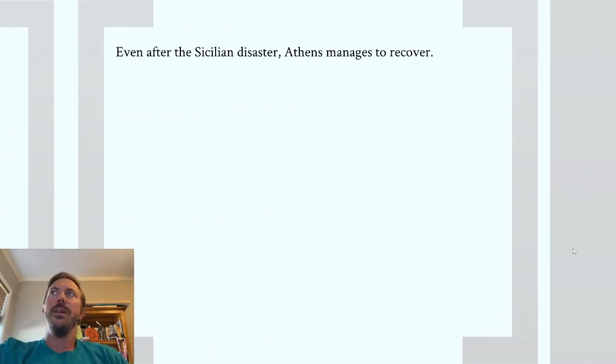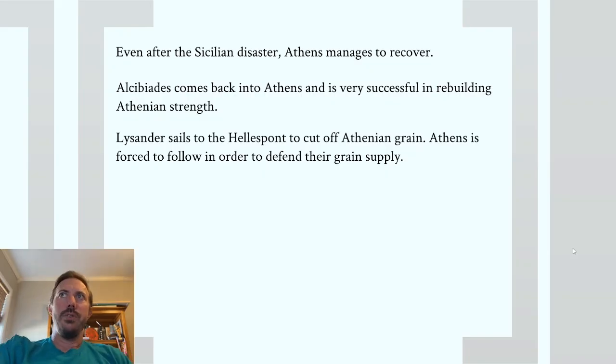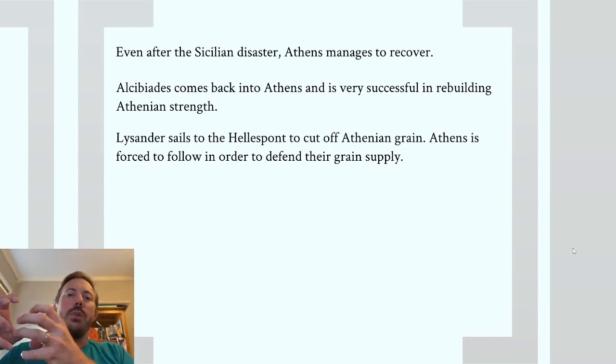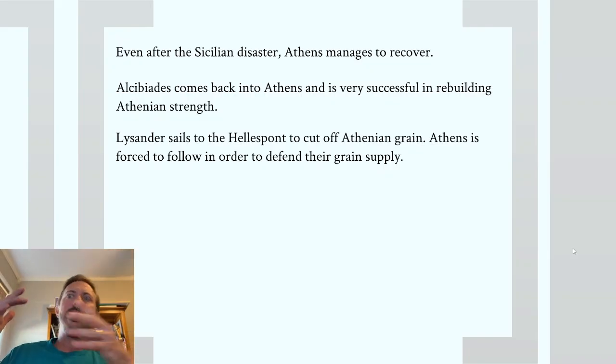Even after the Sicilian disaster, Athens manages to recover. Alcibiades actually comes back into Athens and is very successful in rebuilding Athenian strength. Lysander, another dude, sails to the Hellespont to cut off Athenian grain. Athens is forced to follow in order to defend their grain supply. Remember the Athenian plan? We're not growing wheat in the Athenian countryside in Attica. We're retreating into our city, and we're depending on the empire to supply the Piraeus with grain and to feed the Athenian people. Lysander, wisely, the Spartan general, goes to the Hellespont. I should include a map here. He goes to the Hellespont to cut off the Athenian grain supply, so Athens has to chase after them to prevent them from doing that.